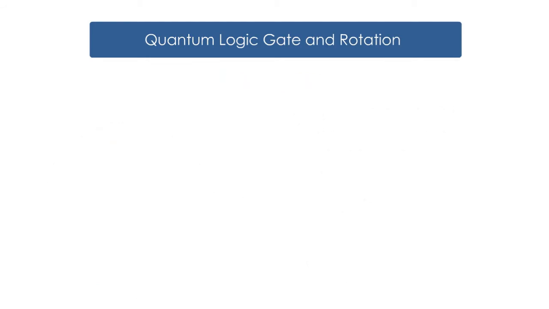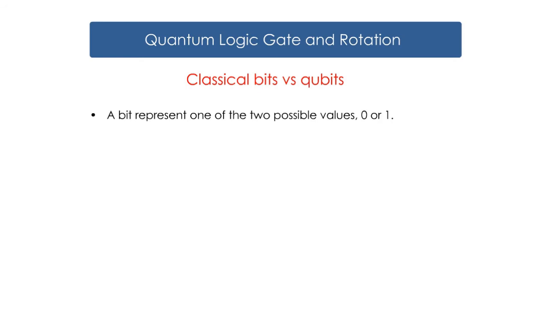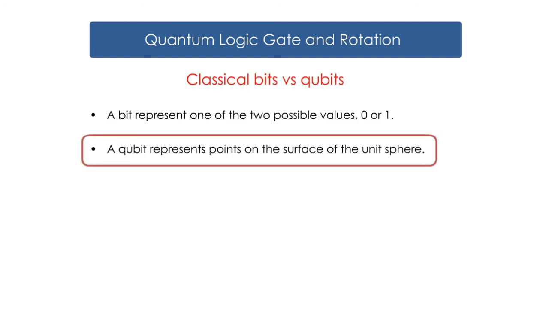Let's have a quick recap on bits versus qubits. A bit represents one of the two possible values, 0 or 1. A qubit represents points on the surface of the unit sphere. For round 1, a qubit wins over a bit on how many states it can represent.